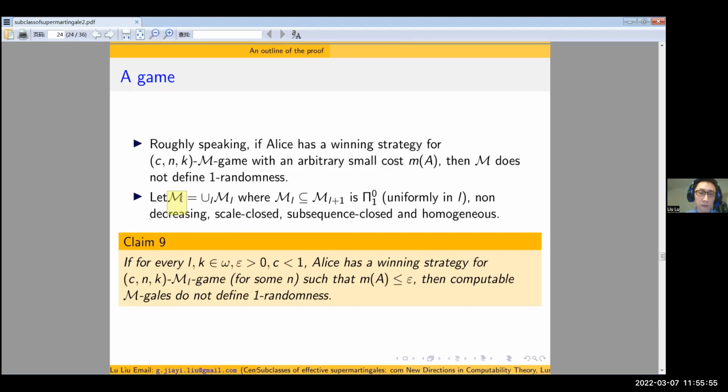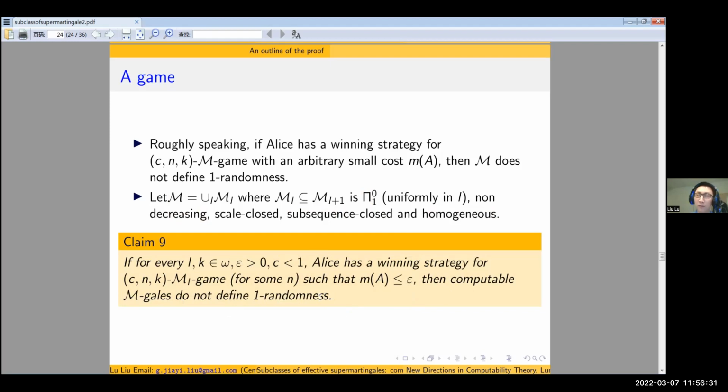Given a supermartingale approximation class big M, which is reasonable, as we said: Π⁰₁, non-decreasing, scale close, subsequence close, and homogeneous. If Alice has a winning strategy for the M game with an arbitrarily small cost, then computable M games do not define one randomness.